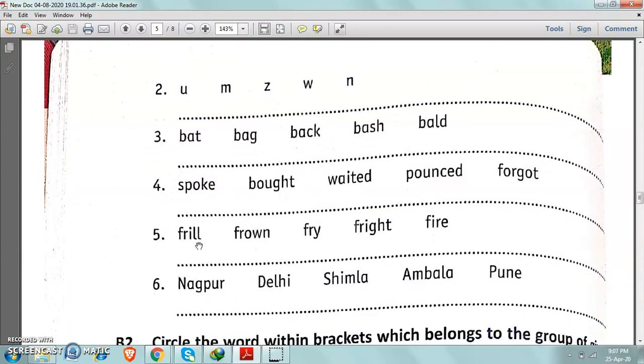Now come here. See, S, B, W, P, F. So we will write here first of all bought, B-O-U-G-H-T, because B comes first. Then after B, S, W, P, F. We will write fought, because F will come from these all. Next is S, W, P. P will come first, pounced, then spoke, and last waited.